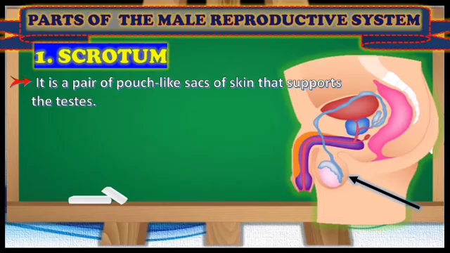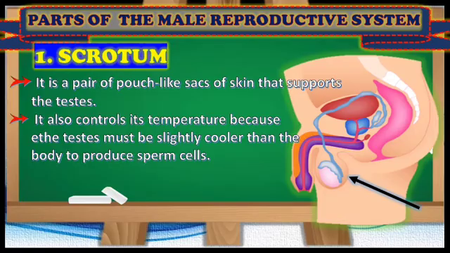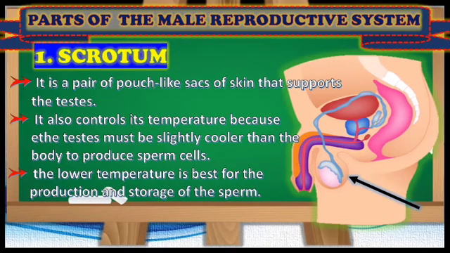Ibig sabihin, ito yung outer layer niya. Ito yung parang balat na nakabitin. It also controls its temperature because each testes must be slightly cooler than the body to produce sperm cells. So siya yung nagko-control ng temperatura para maging matured yung tinatawag na sperm cell. Okay, and the lower temperature is the best for the production and storage of the sperm.